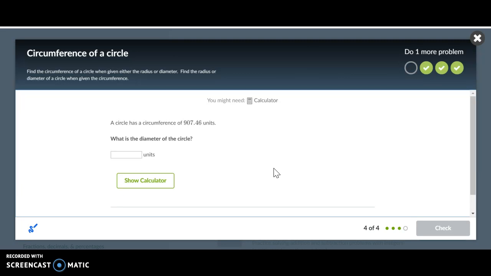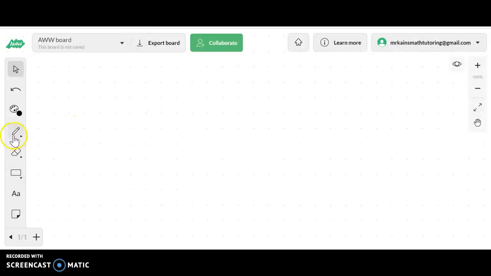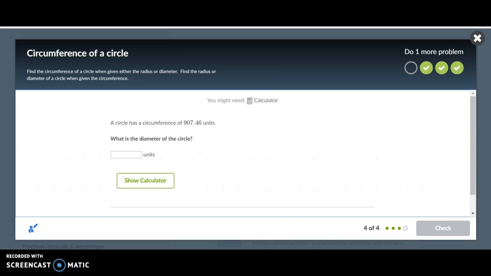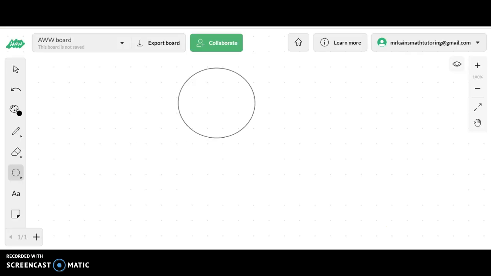So it says a circle has a circumference of 907.46 units. What is the diameter of the circle? There's a couple things we need to know here first. First of all, what in the world is circumference? So let's go ahead and let's click over to a whiteboard here, and let's pull up a circle. Let's take a look at a circle. Alright, so let's say we have a circle. And it says in our problem that the circumference is 907.46 units.